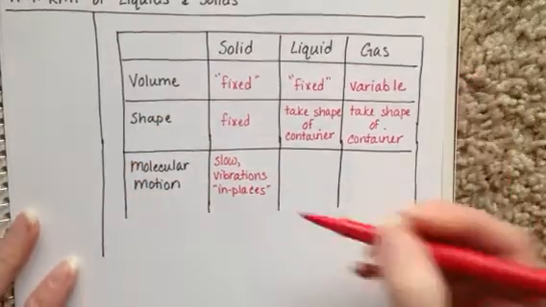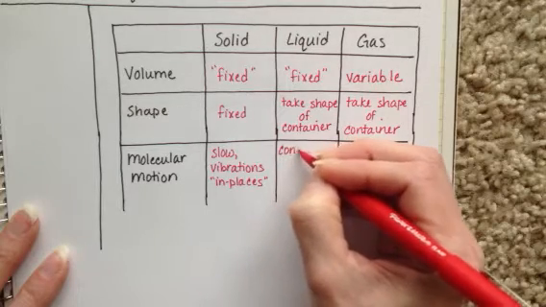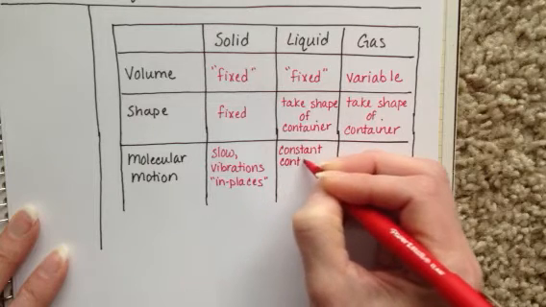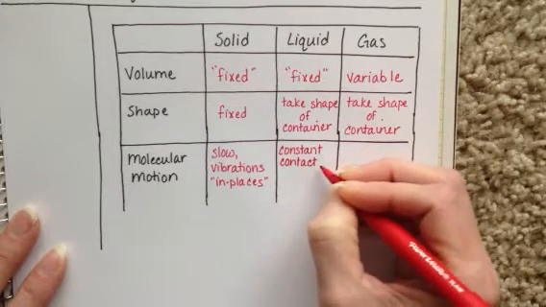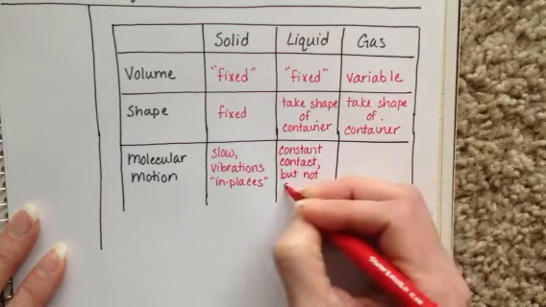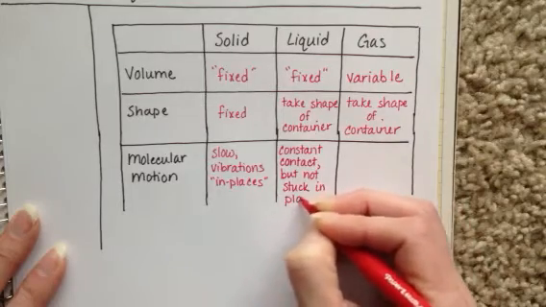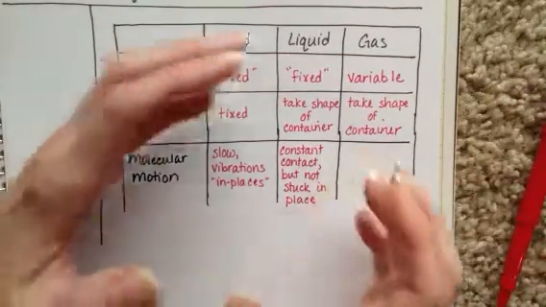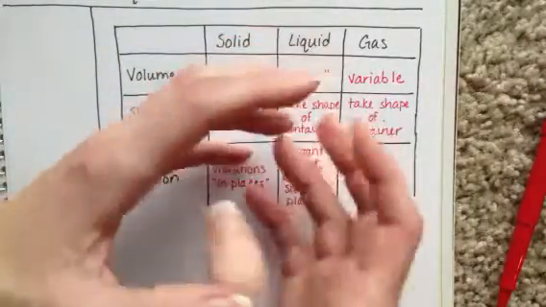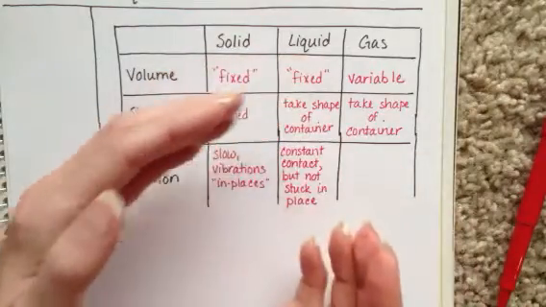Liquid molecules or atoms are in constant contact with each other. They don't separate from each other, but they're not stuck in place. If you can visualize, if we had like a big jar of marbles right here, the marbles would all be in constant contact, touching each other. You wouldn't have one marble that's hovering above the rest of them. They're all going to be packed together.